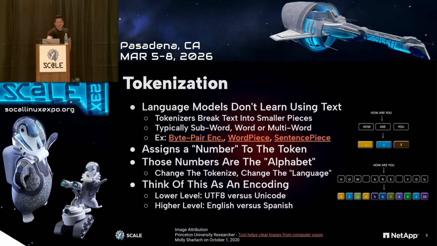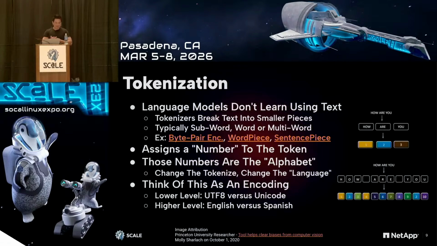So, tokenization, right? Computers don't do text. So, how does this actually work? A tokenizer, all it does is, there's actually many forms of tokenization, there's 3 of them, but what it does is it replaces words with numbers.